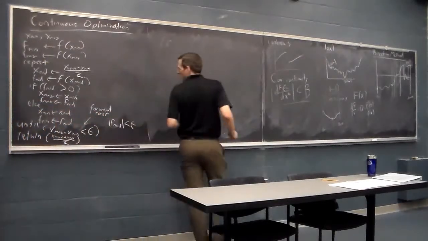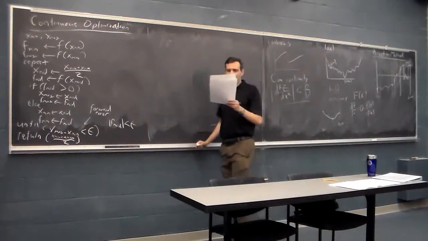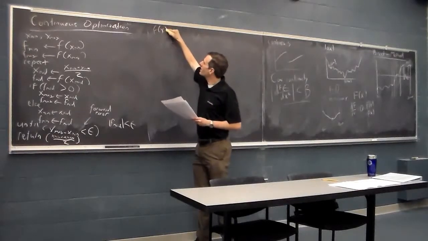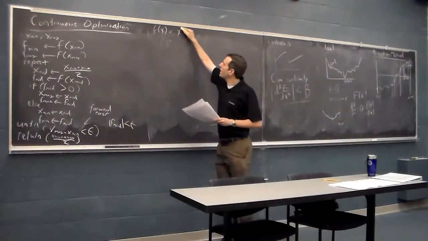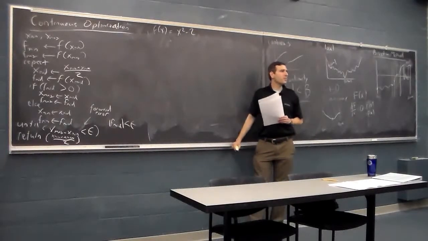Okay, so now that we've got the pseudocode here, I'd like to quickly walk through an example just to make sure we've got this down. And we take a very simple function here. Let's say we're trying to find a 0 of f of x equals x squared minus 2. So what should be the 0 of that, of the zeros?